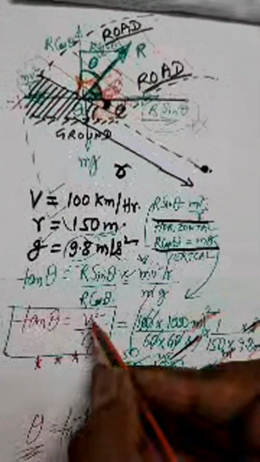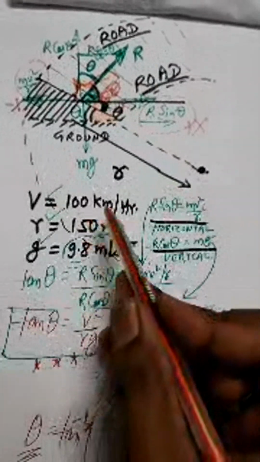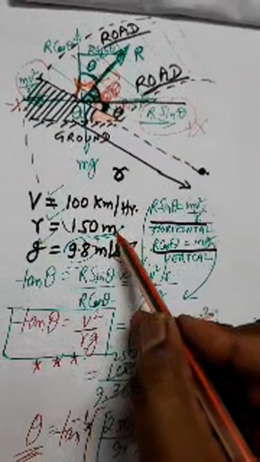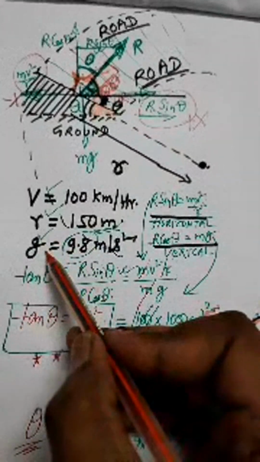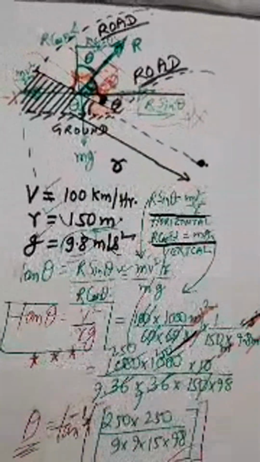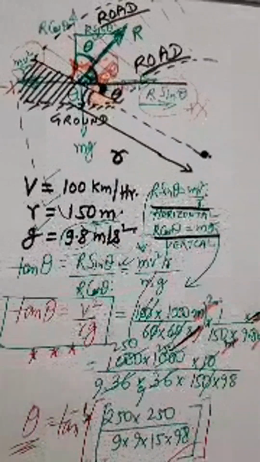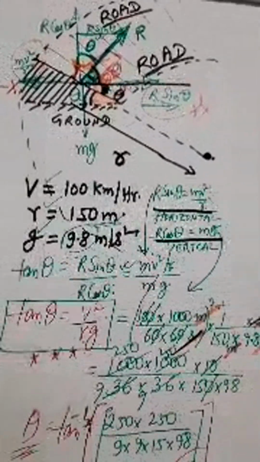Now, the value of v is known to you, that is 100 km per hour. The value of r is known to you, that is 150 meter. The value of g is known to you, that is 9.8 meter per second square. So in this way, we have solved this question.